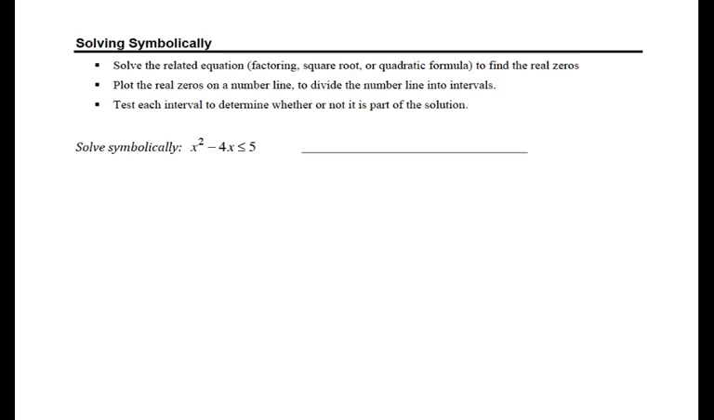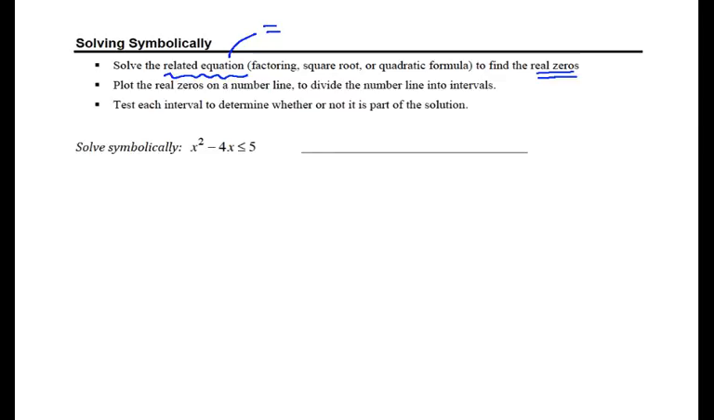To solve a quadratic inequality symbolically, we first solve the related equation. Now note the language here, right? Equation means we have equals, not a less than or equal to, not a greater than. No inequality symbol at all. So we're going to use whatever is the appropriate equation solving technique just to find those real zeros, because those are the numbers we want to mark on a number line.